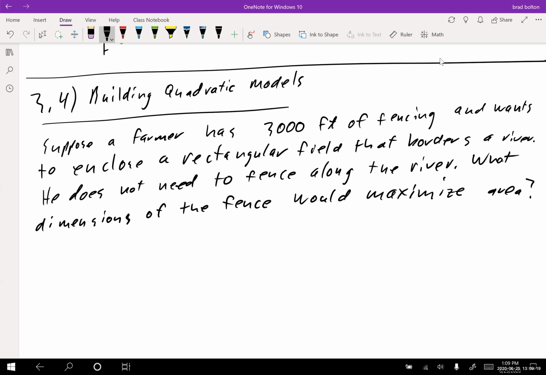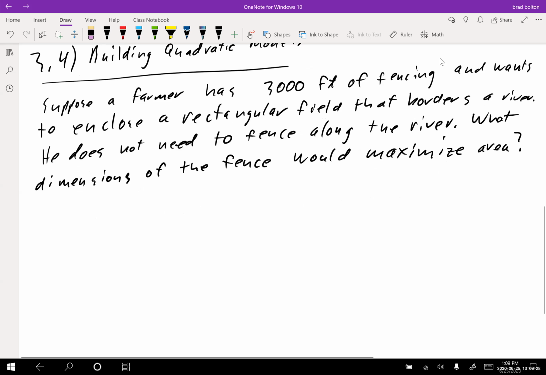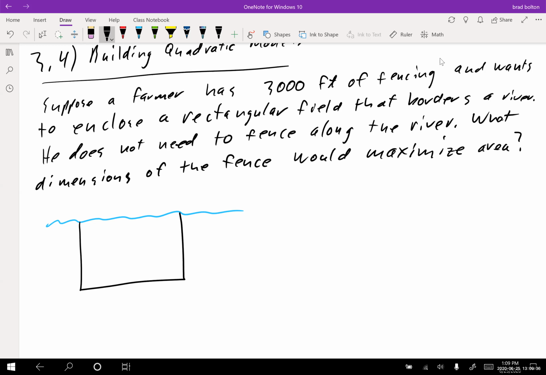Okay, oh, geez, it's pretty ugly. Let me fix that. Okay, so with these type of problems, in general, I would say the best thing to do is to draw a picture. So I'm going to draw a little river, and then they're going to build a rectangular field along it, but they're going to enclose it with fencing. And let's call this my length, and let's call this my width. But if that's the width, then that's also the width over there because it's a rectangle.